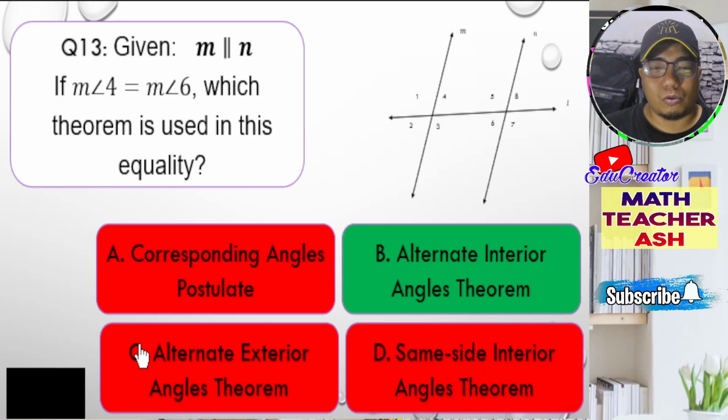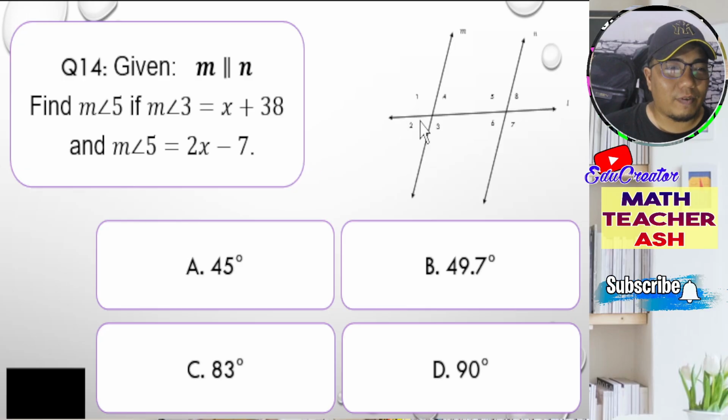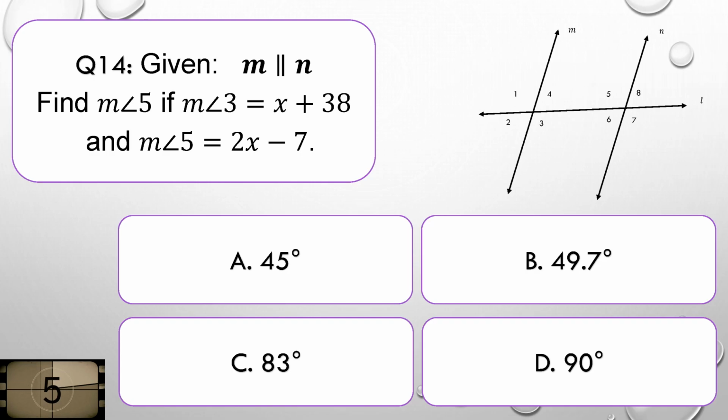Now let us go to question number 14. Given the same figure, find the measurement of angle 5 if the measurement of angle 3 is equal to x plus 38 and the measurement of angle 5 is 2x minus 7. Is it A, 45 degrees, B, 49.7 degrees, C, 83 degrees, or D, 90 degrees? I will give you 5 seconds to think about your answer.